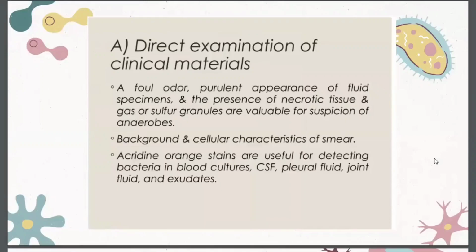A foul odor, purulent appearance of fluid specimens, and presence of necrotic tissue and gas or sulfur granules are valuable for suspicion of anaerobes. Background and cellular characteristics of the smear and acridine orange stains are useful for detecting bacteria in blood culture, CSF, pleural fluid, joint fluid, and exudates.